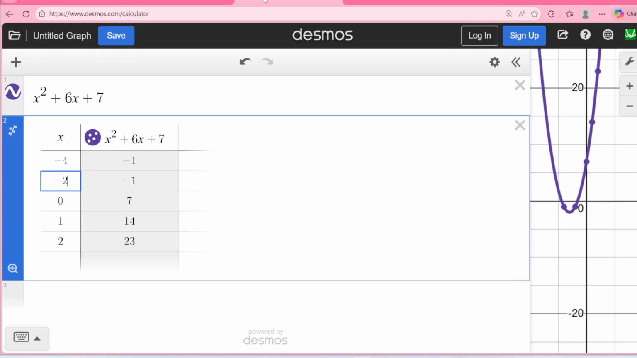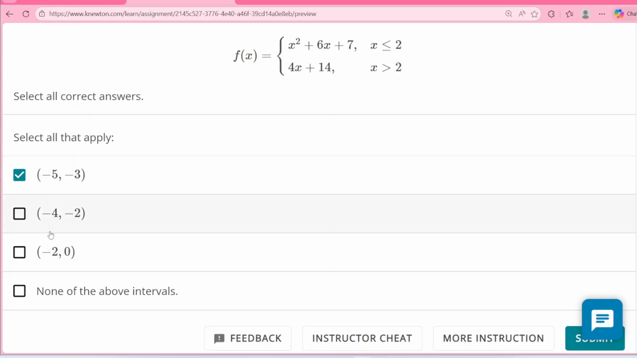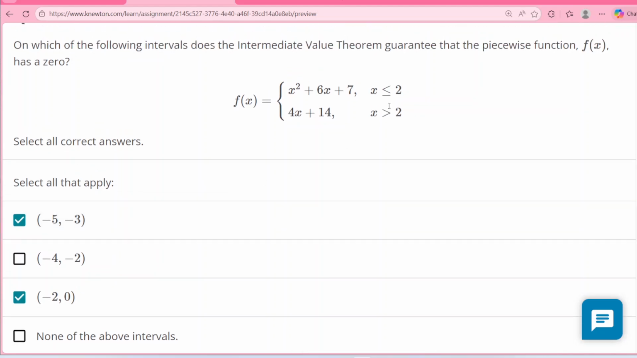Then how about from negative 2 to 0? Well, you can see it right here. When x is negative 2, output negative 1. And when x is 0, output positive 7. So it goes from negative to positive, so you are guaranteed to have an x-intercept between negative 2 and 0. Again, I only had to work with the top piece there. Now, if for some reason any of these had values greater than 2, then I'd have to worry about what happens at 2.